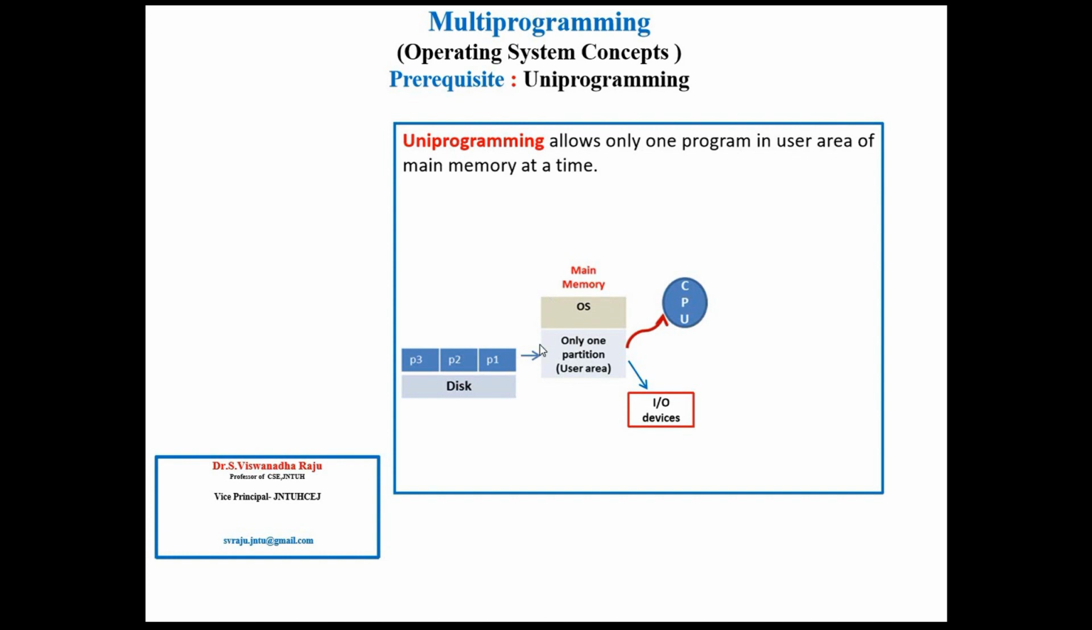Look at this picture. The main memory is divided into two partitions, one for the operating system, the other for the user area. As per the definition of uniprogramming, the entire user area is considered as a single partition. When it is considered as a single partition, I can run only one program or one process at a time. So when I want to run more than one process, this is not feasible. In this regard, we are moving to multi-programming.